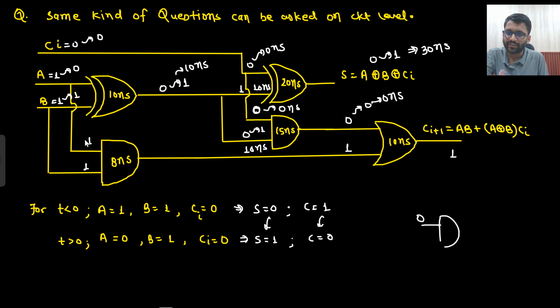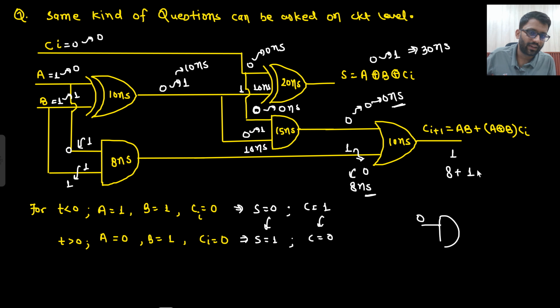What about this? This has become 0, right? This has become 0 and this has become 1. So A has become 0 and B has become 1. So this output has changed. So both changed at t equals 0 nanosecond. So 0 plus 8, this will take 8 nanosecond. So this guy is stable at 0 nanosecond, but this guy is stable after 8 nanosecond. So 8 plus 10, 18. So this will be stable after 8 plus 10, that means 18 nanosecond.